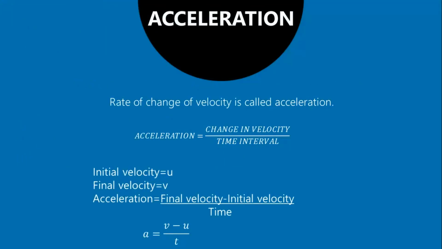Acceleration. Rate of change of velocity is called acceleration. Acceleration is equals to change in velocity upon time interval. We denote initial velocity in physics by u and final velocity in physics by v. So acceleration is equals to final velocity minus initial velocity upon time. So a is equals to (v minus u) upon t.